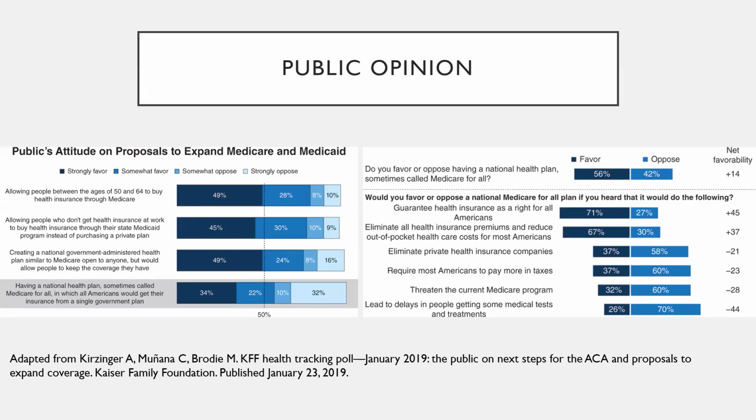Public opinion on this has varied greatly over the years. So if you look on the right, 56% of people favor a national health plan or Medicare for all. But when you start looking into at what cost, people are more resistant. So require most Americans to pay more in taxes, 60% oppose, or threaten the current Medicare program, 60% oppose. And everyone's worried about a national insurance plan leading to delays in treatments.